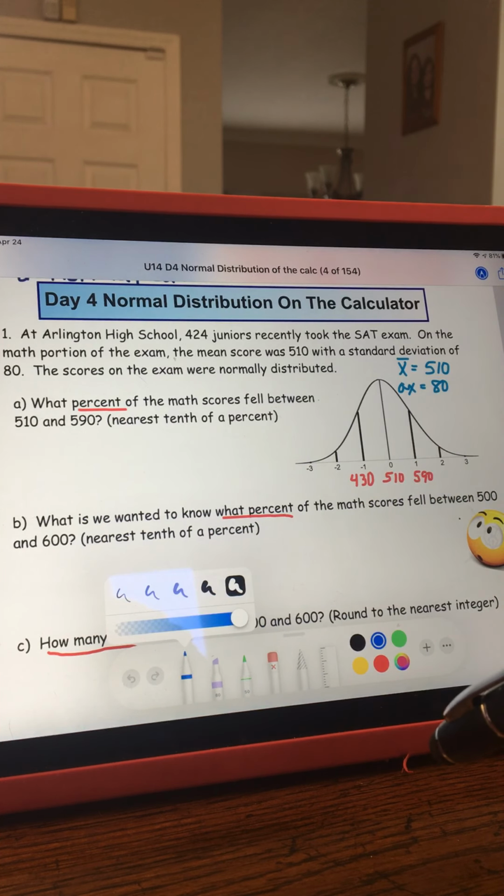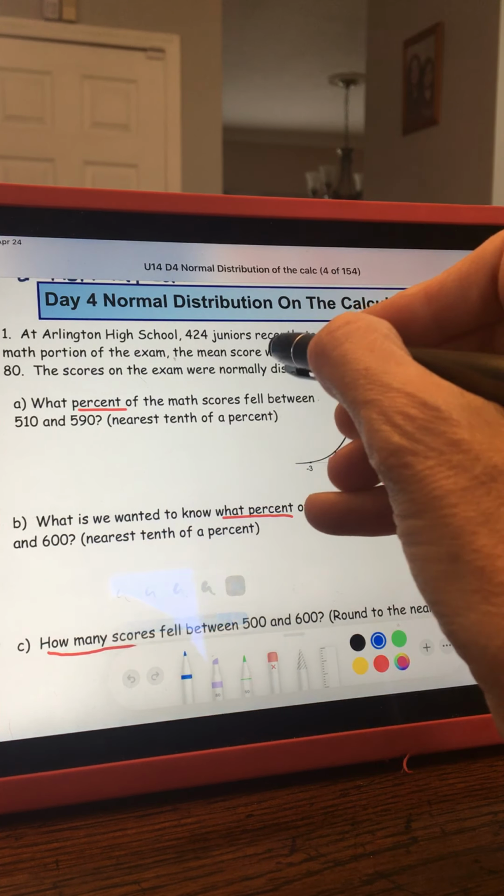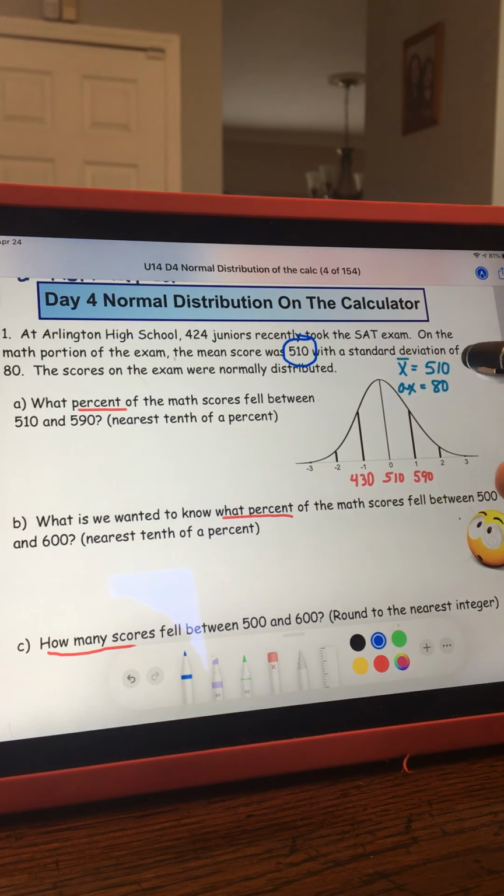Okay, at Arlington High School, 424 juniors recently took the SAT exam. On the math portion of the exam, the mean score was 510. So you can see 510. I like to take that data out on the side. And the standard deviation was 80. So I put that out on the side as well. And it says, what percent of the math scores fell between 510 and 590?